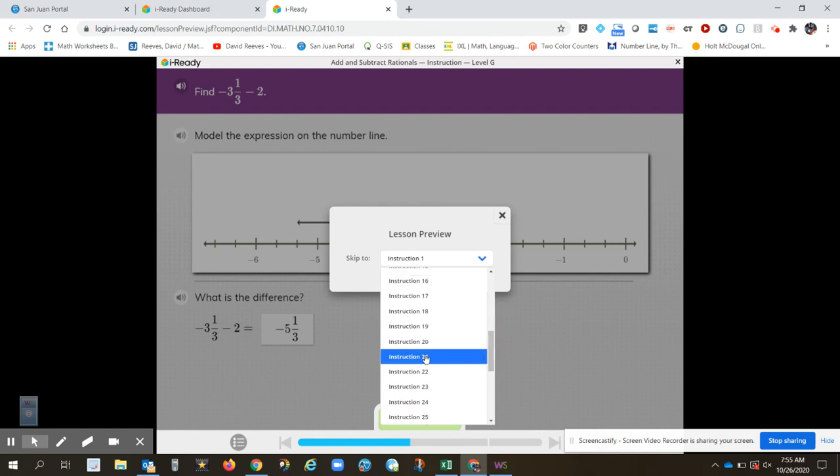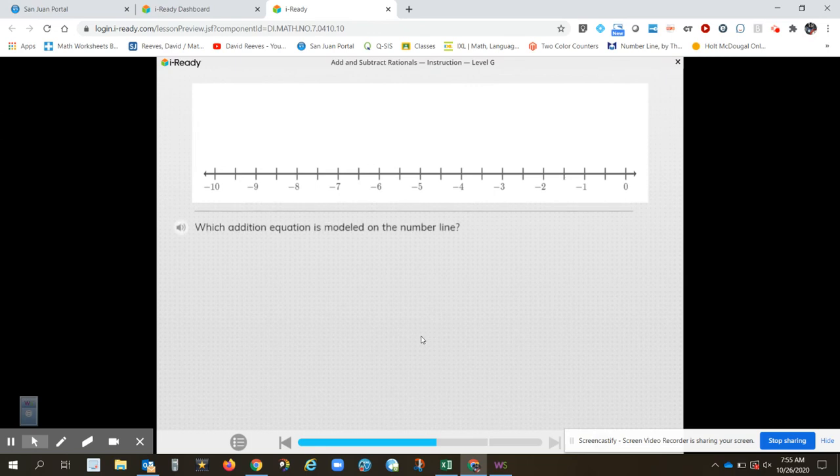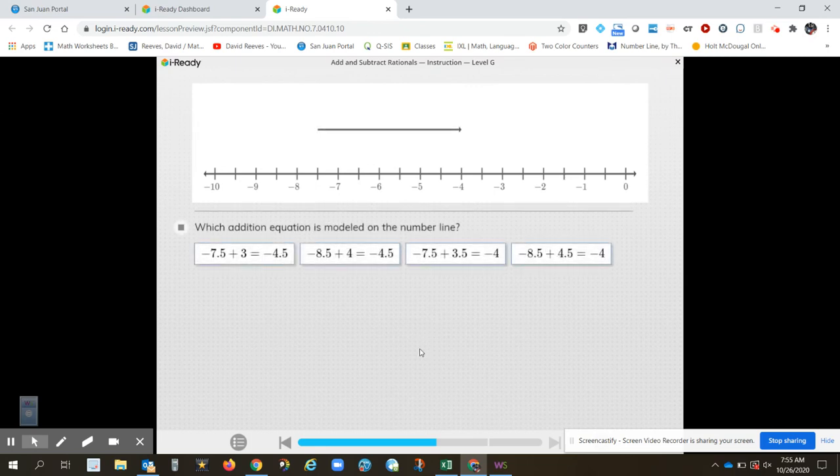How about we try, say, 22? See where that lands us here. All right. Which addition problem is modeled on the number line? Okay. So take a look at where we are. We're at decimals here, right? And these are in halves. Do you see how there's 2 lines here? And a half is 0.5.